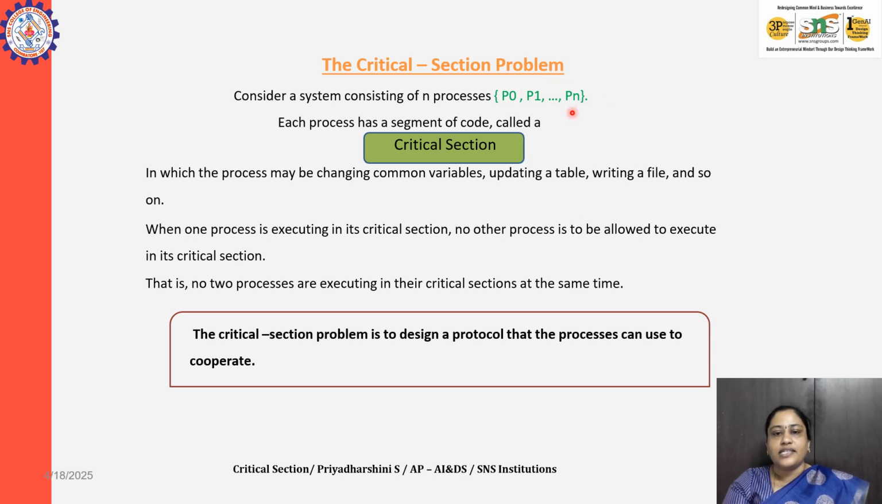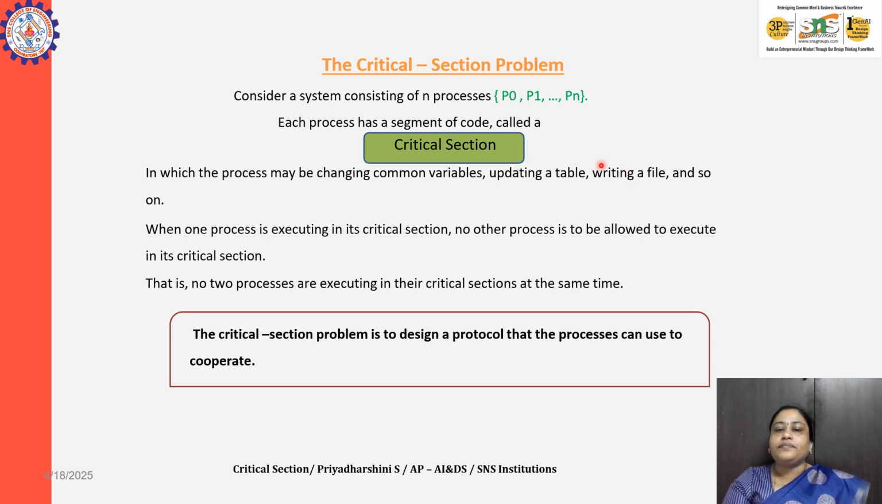All these processes will have a segment of code called the critical section. In the previous lecture, we saw the process synchronization, where the critical section variable was the counter variable. When the process is in the critical section, it may be manipulating the counter variable. If the process is in the critical section, it may be changing a common variable, or updating a table, or writing a file and so on. So when a process is in the critical section, the manipulation will be done.